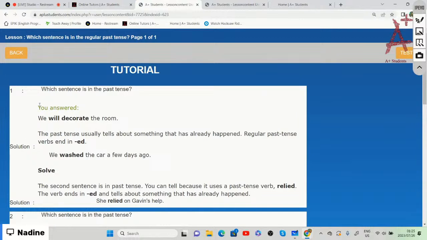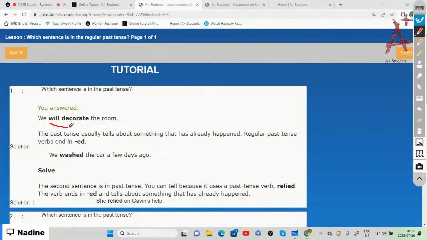All right, so they want to know which sentence is in the past tense. We will decorate the room. Will decorate, does it give us an indication that it is in the past tense? If we look at will decorate, it is not the correct answer, right? It does not give us the indication that it is in the past tense. Will decorate gives us the indication that it must still happen, which is the future tense.